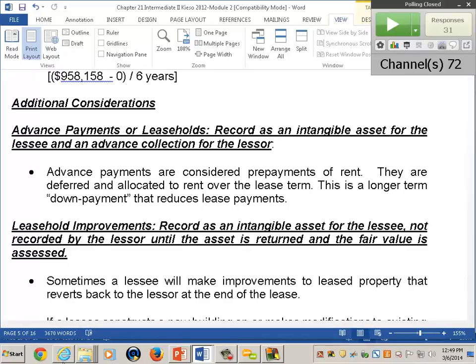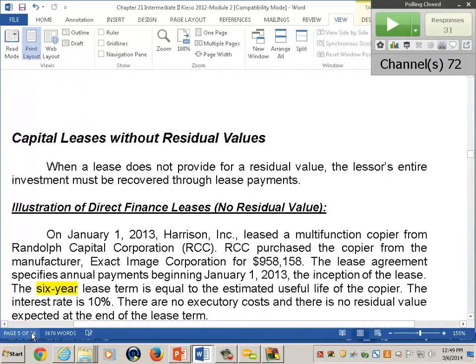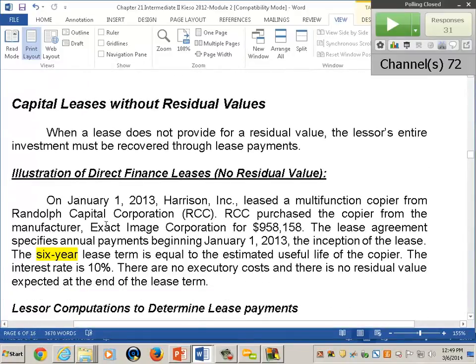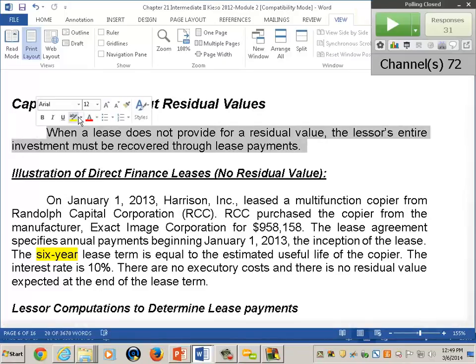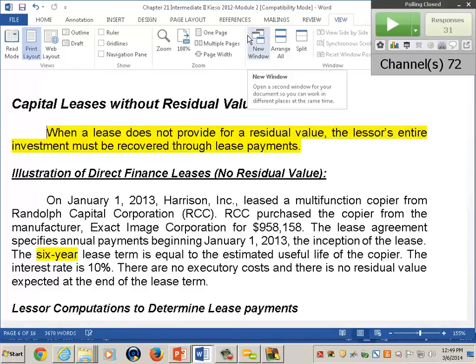Okay, so any questions on the operating lease in this case? Now, let's go to a capital lease. And we're still going to have no residual values here. But the key point is right up here that says when you don't have a residual value, you have to recover all of your investment through lease payments. And that's going to be an important point when we go through the calculations.